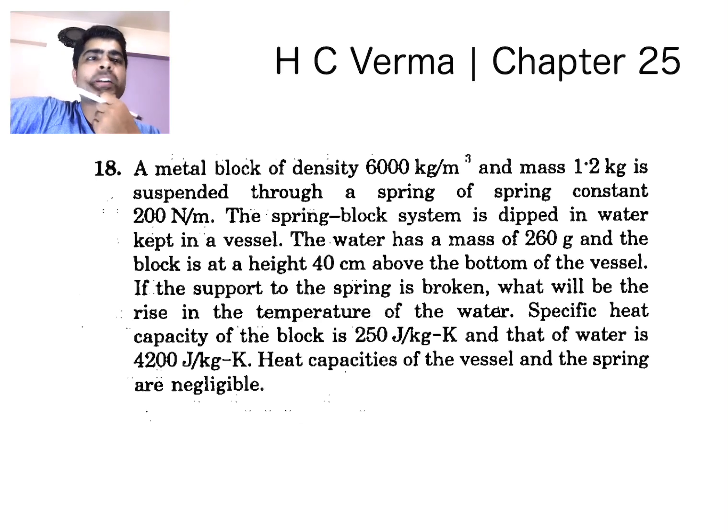We are looking at question number 18 from chapter 25 of H.C. Verma. A metal block of density 6000 kg per meter cube and mass 1.2 kg is suspended through a spring of spring constant 200 Newton per meter. The spring block system is dipped in water kept in a vessel. The water has a mass of 260 gram and the block is at a height 40 centimeter above the bottom of the vessel.